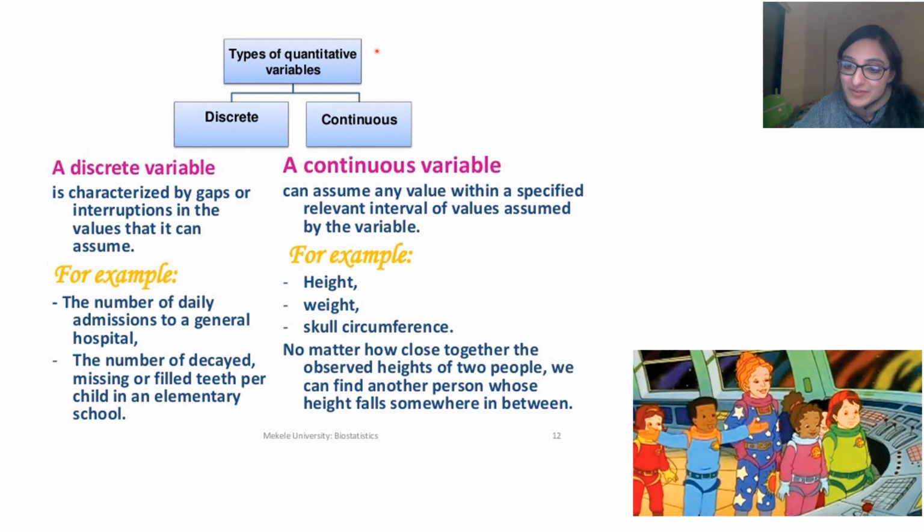But we have these types of quantitative variables, discrete and continuous. A discrete variable is characterized by gaps or interruptions in the values that it can assume. Between one cat and two cats, it's one cat, two cats, three cats, four cats, right? We don't have 1.15 cats or 1.156 or 1.3 cats or 2.4 or 2.9 cats. We only have 1, 2, 3, 4 on the number line.